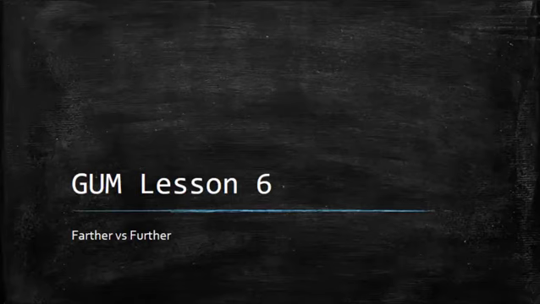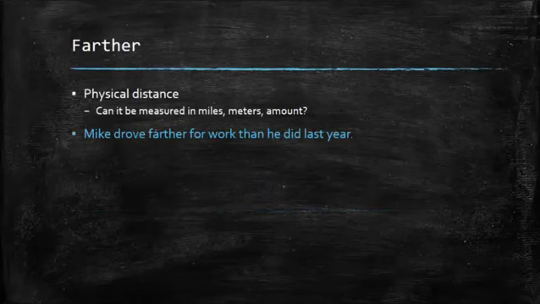Gum lesson number 6 is looking at farther and further. It's a difference of one letter in each word, but it can be a huge difference when we're talking about how things are measured. So to start with, when we talk about farther, this one's pretty simple.